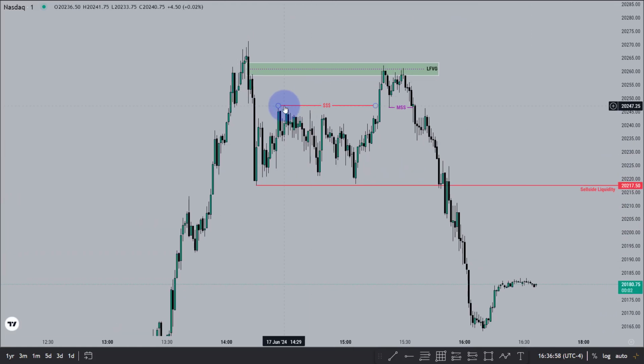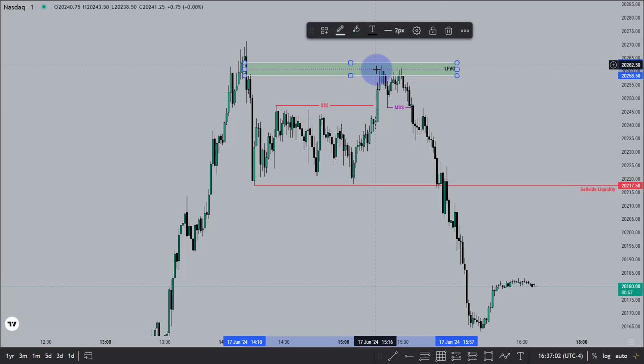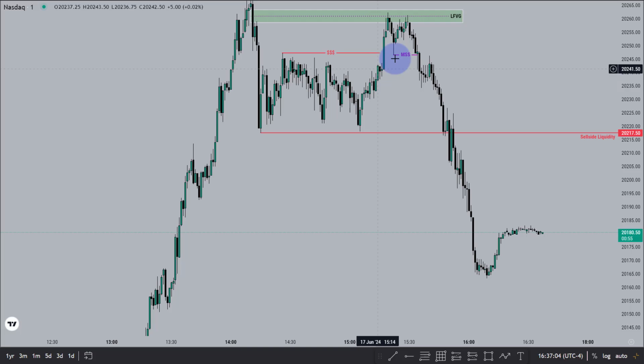It is logical. Market has taken all the buy side liquidity, tapped into this last fair value gap, and didn't even work with the upper portion of this fair value gap. This is a perfect market structure shift displacement. I have these relatively equal lows around that area. I have these relatively equal lows here.